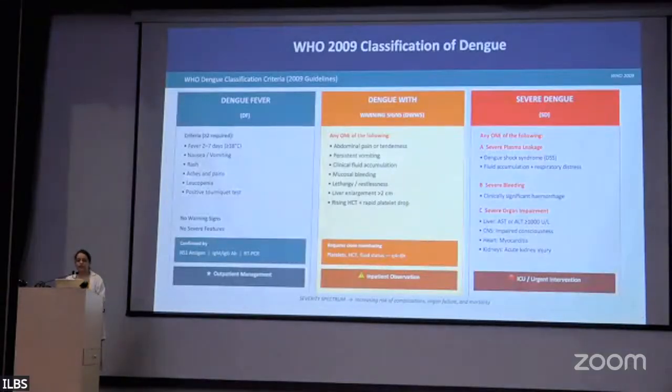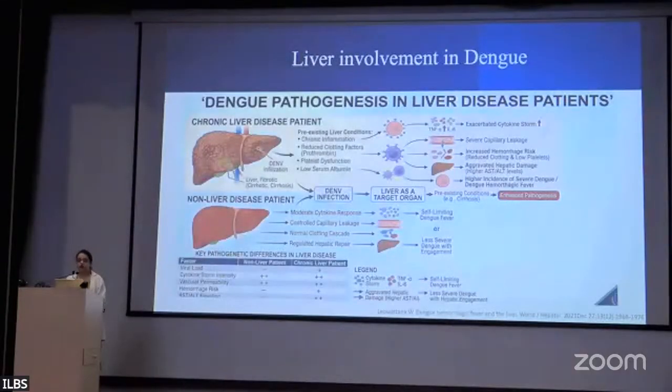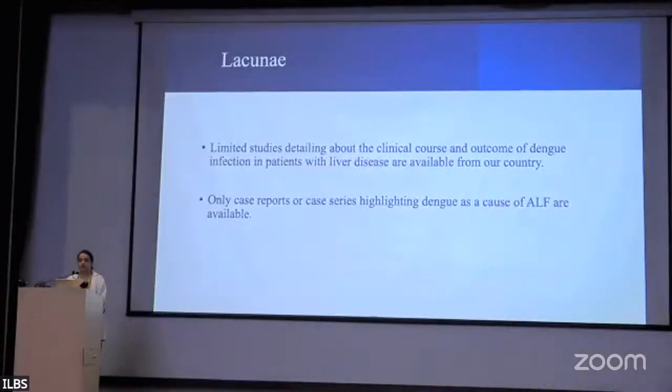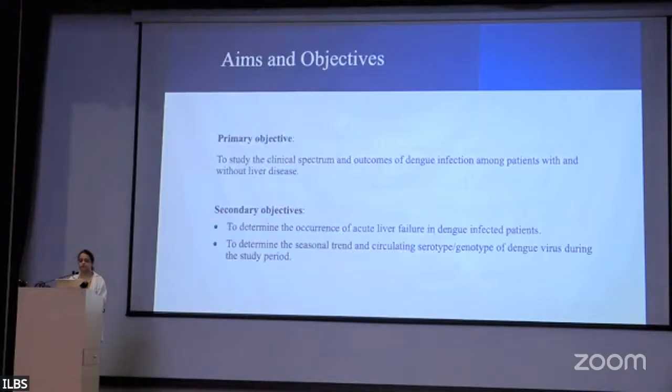Now, dengue is classified into dengue fever, dengue with warning signs, and severe dengue according to the WHO 2009 classification. Liver involvement ranges from mild enzyme elevation to acute liver failure, which is associated with high mortality. So the lacuna in the literature is that only limited studies detailing the clinical course and outcome of dengue infection in patients with liver disease are available in our country. Only case reports or case series highlighting dengue as a cause of ALF are available.